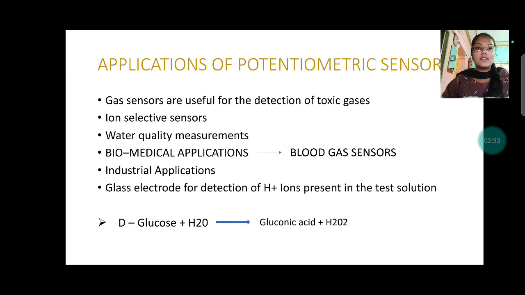Applications of potentiometric sensors. Gas sensors are useful for the detection of toxic gases, ion selective sensors, water quality measurements, biomedical applications, blood gas sensors, industrial applications, glass electrode for detection of H+ ions present in the test solution. D-glucose + H2O gives rise to gluconic acid + H2O2.